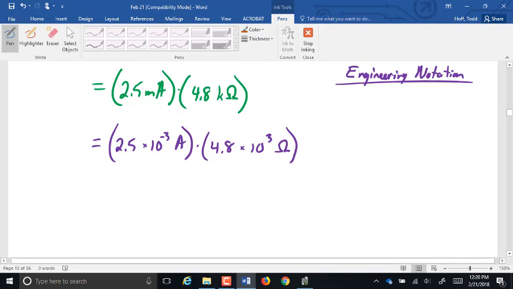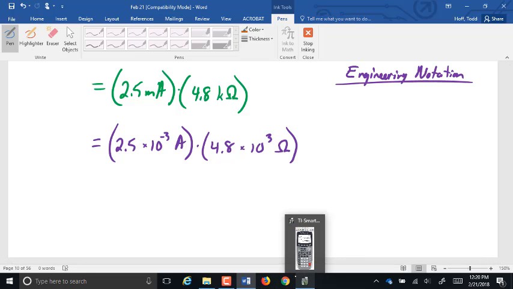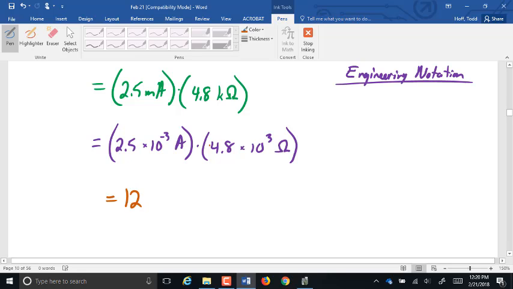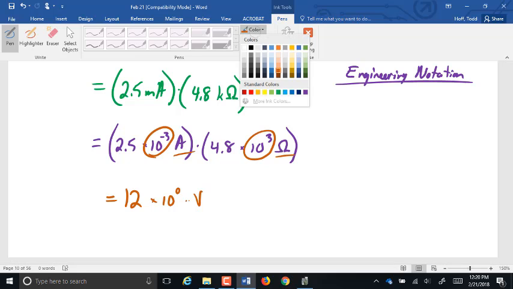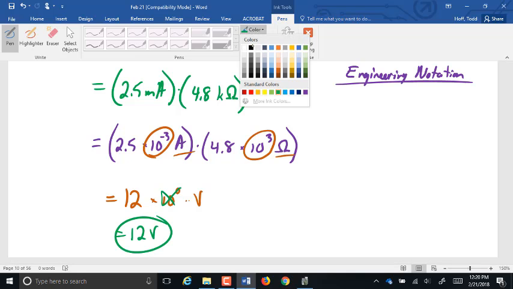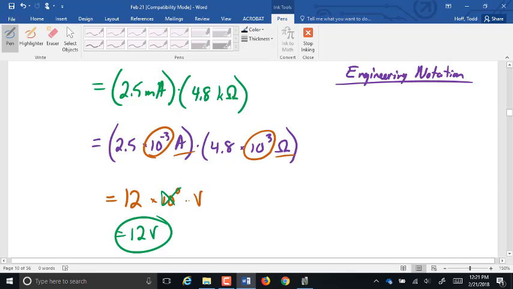So now we can do 2.5 times 4.8, which is, I believe, 12, but let's take a look. And it is 12. Well, 10 to the negative third times 10 to the positive third is 10 to the 0, which is just 1. And an amp times an ohm, I wouldn't expect you guys to know this, but that would be a volt. So 10 to the 0 is just 1, so the answer here is just 12 volts. So these powers and dealing with those powers in our operations is important in a lot of different areas.